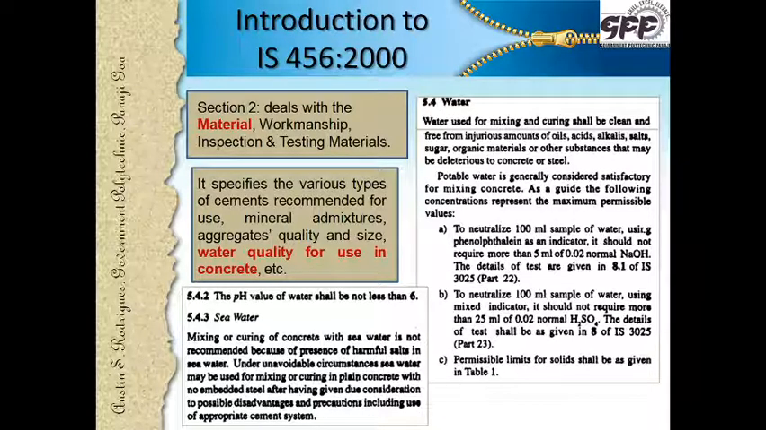It also goes on further to say that the pH of the water shall not be less than 6. The pH, polarity of hydrogen, shall not be less than 6. It only means that the water which we are using for mixing as well as curing shall not be acidic. It shall not be less than 6. So it should always be 7, which is neutral water, and it can be more than that.